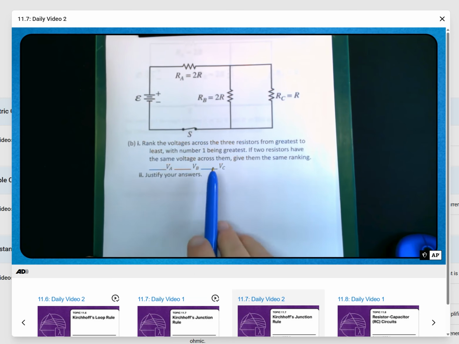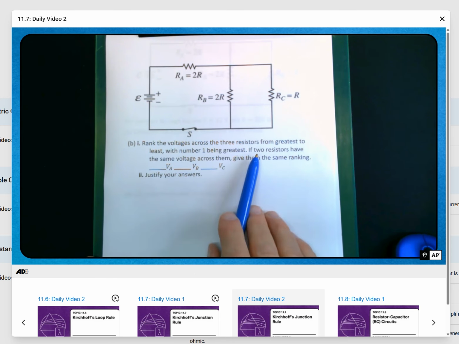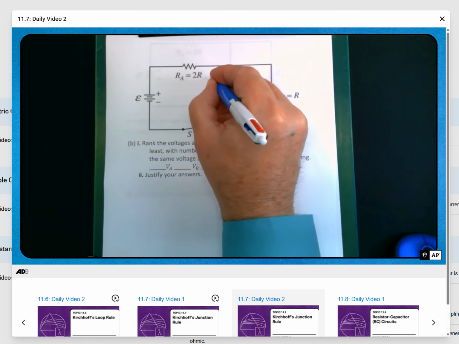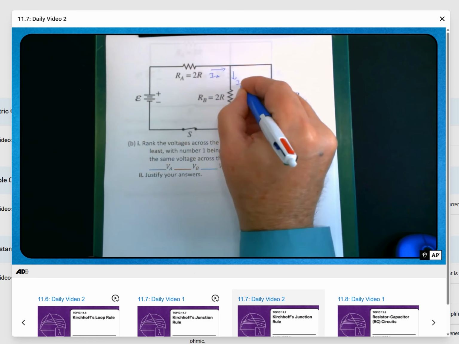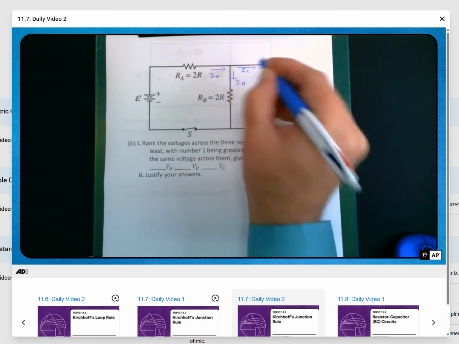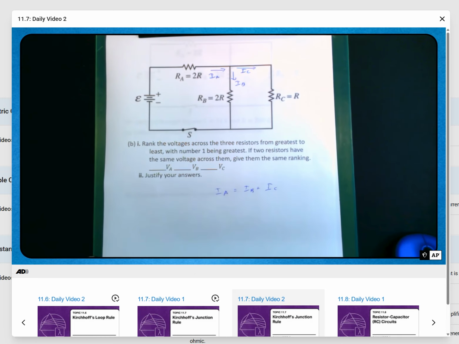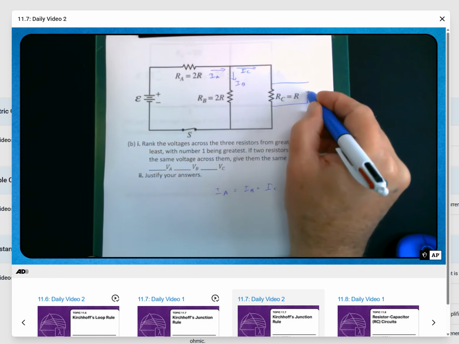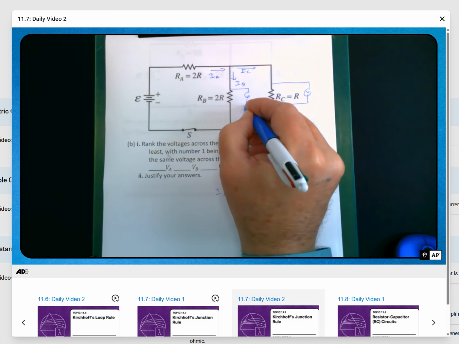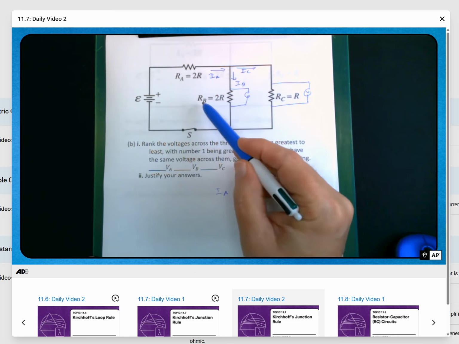So here in part B, we're asked to rank the voltages across the 3 resistors from greatest to least, and if anything's a tie, then use the same ranking for it. Well, we still have what we got a moment ago, Kirchhoff's junction rule, where IA is equal to IB plus IC. As I said a little bit ago, the voltage across these two has to be the same. So whatever's true, resistor B and resistor C are going to tie.